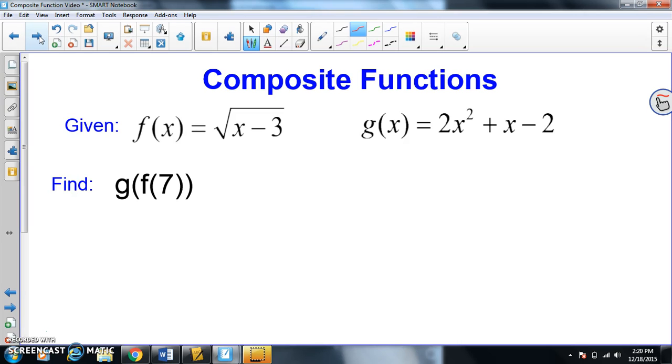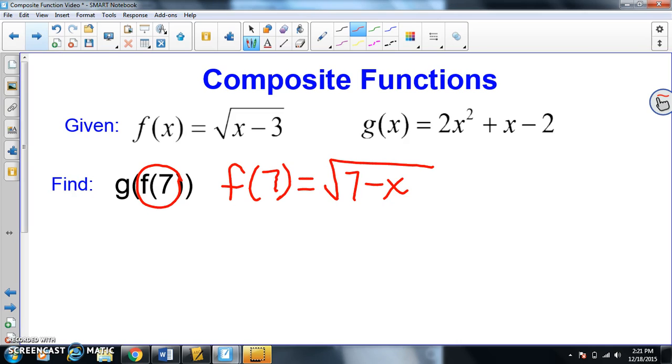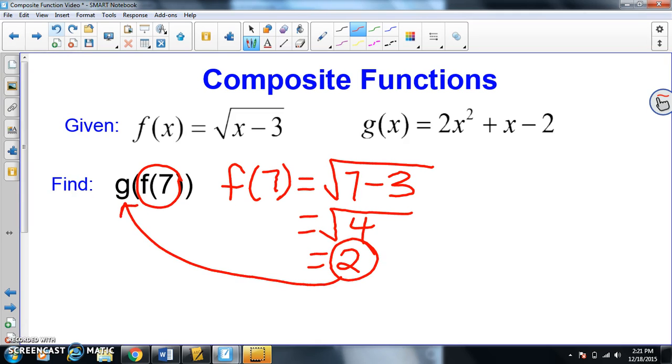Here we have, once again, an inside function being put into an outside function, but our inside function is now evaluated at 7. So what we first have to find is f of 7. So we find f of 7, which is equal to the square root of 7 minus 3, which is equal to the square root of 4, which is equal to 2. Now that I know what f of 7 is equal to, I need to plug that into g. So instead of x, I'm going to plug in 2.